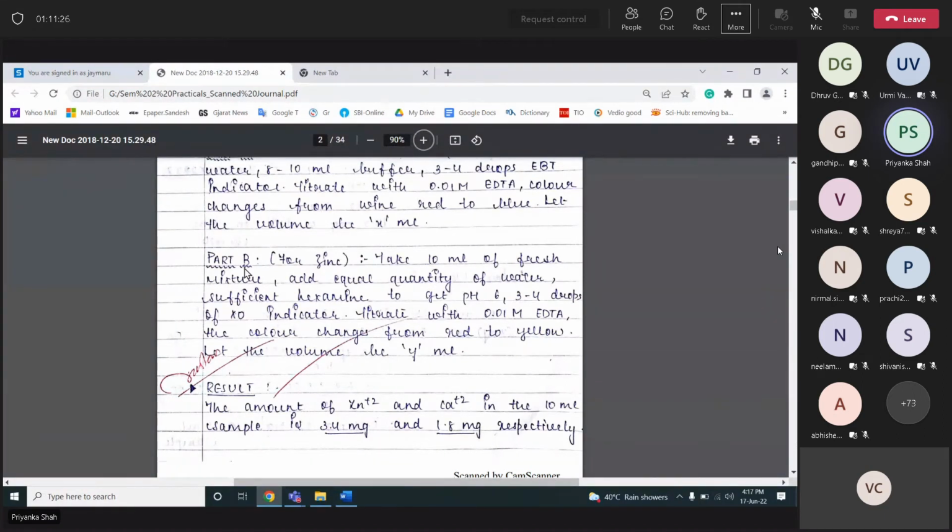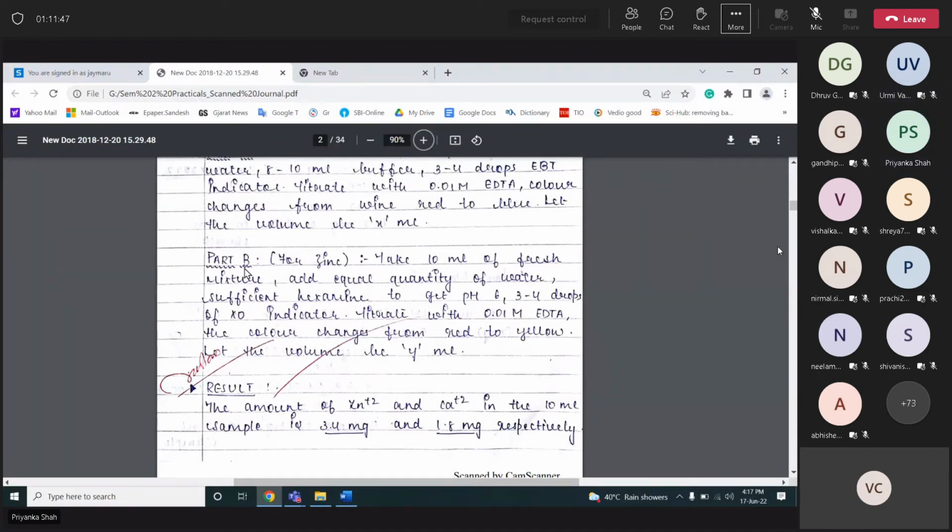Why will only zinc titrate here? Because what will calcium become? That will form calcium hydroxide and that will not participate in the titration, leaving only zinc. So zinc will titrate in the presence of this hexamine, that is pH 6. With the use of hexamine, you have maintained the pH 6, and xylenol orange you have used as the indicator.